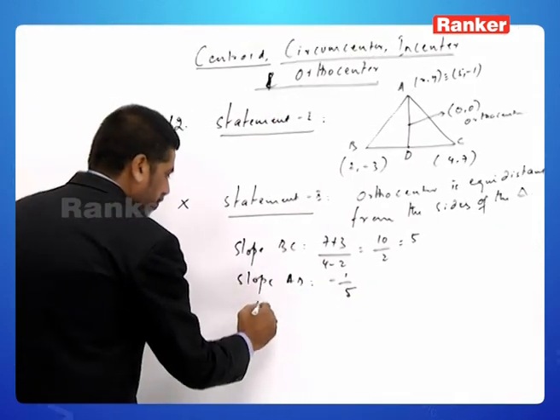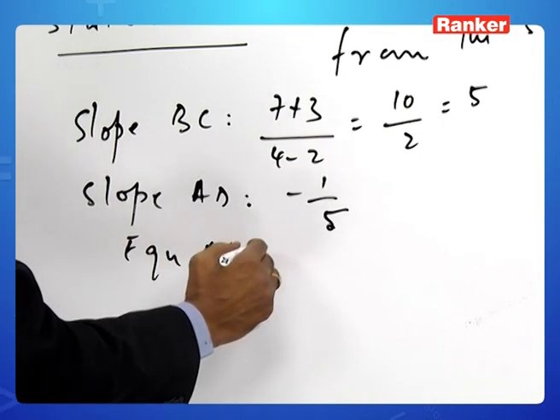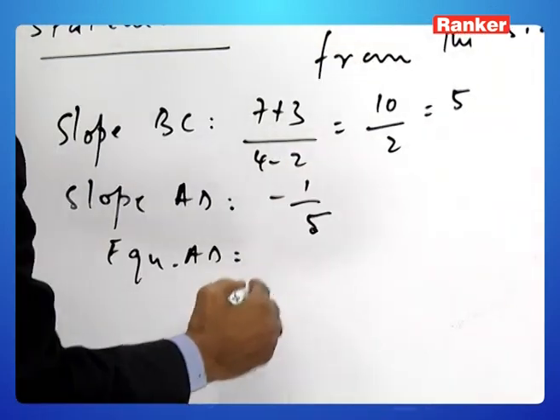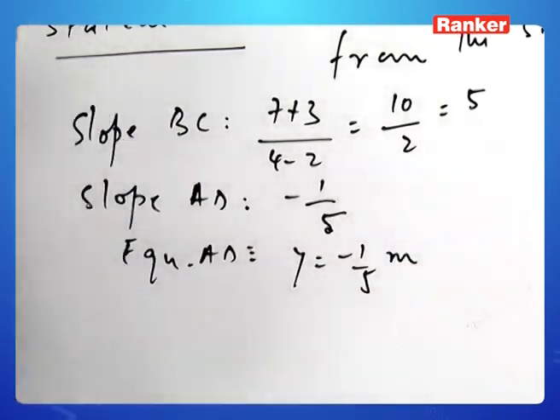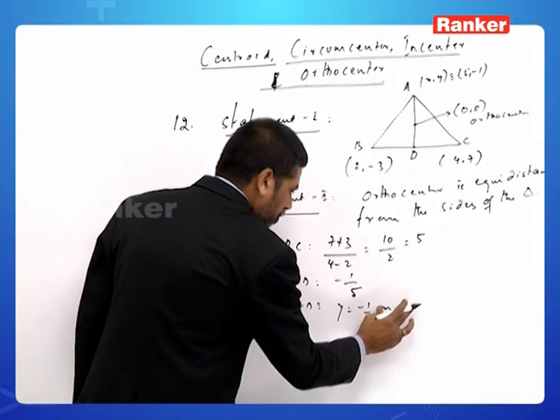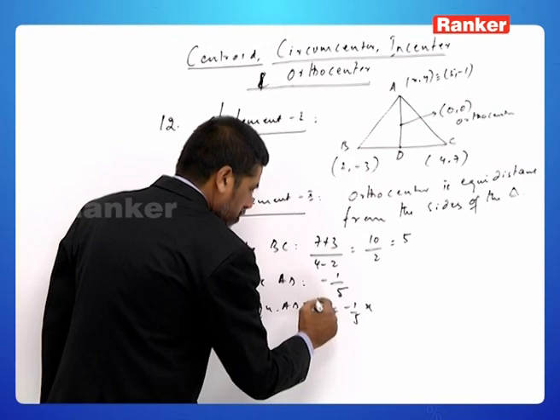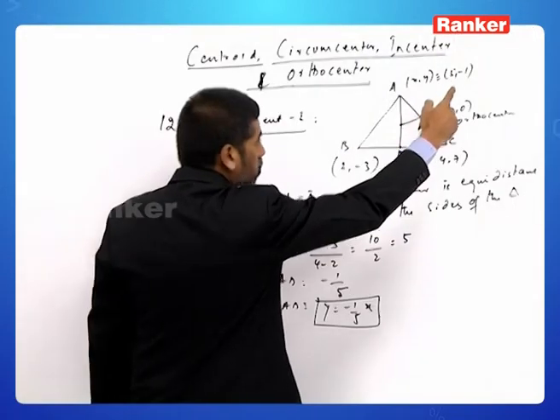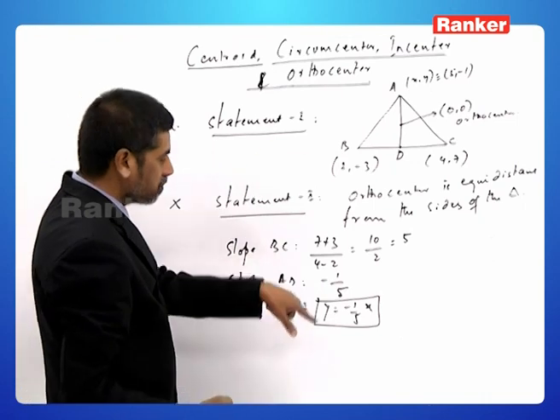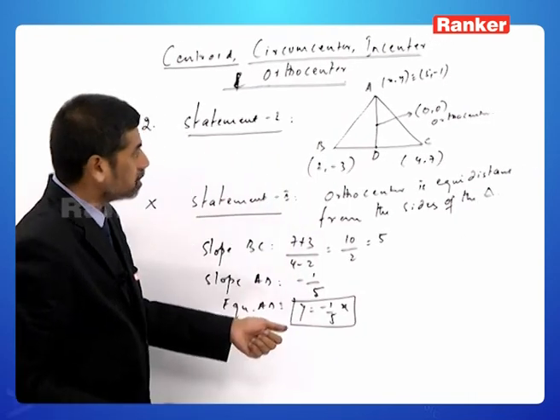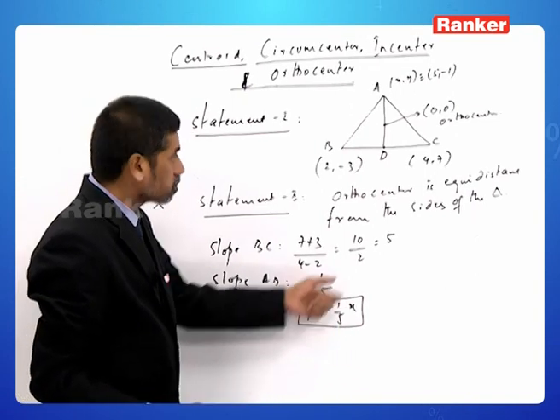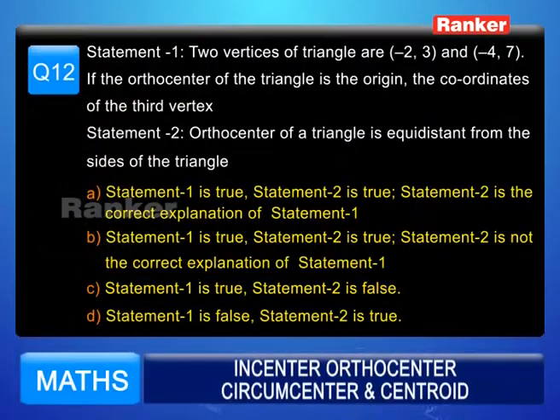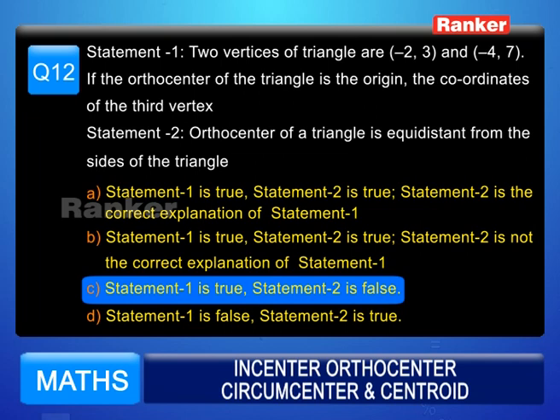Let us write the equation of AD. Equation AD, because it passes through the origin, can be easily written as y is equal to mx, where m is the slope which is minus 1 by 5. Minus 1 by 5 into x. Now let us look at this equation and see whether (5, minus 1) satisfies it. If (5, minus 1) satisfies it, then the statement is true. Now you can easily see when you put x is equal to 5, 5 and 5 will get cancelled and y will be equal to minus 1, which tallies with that. So therefore, statement 1 is true, statement 2 is false, therefore the correct option is C.